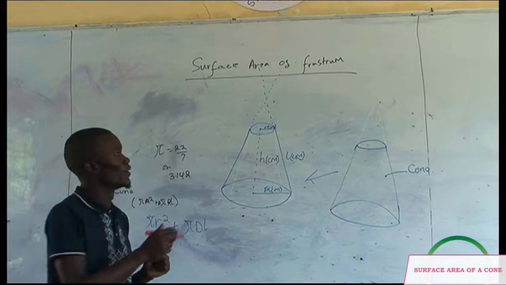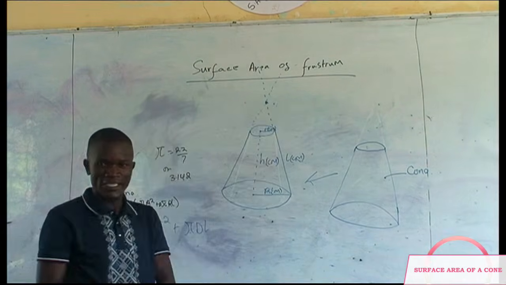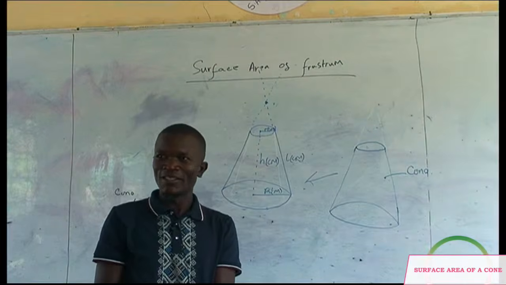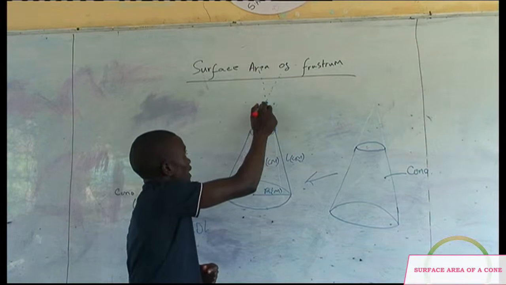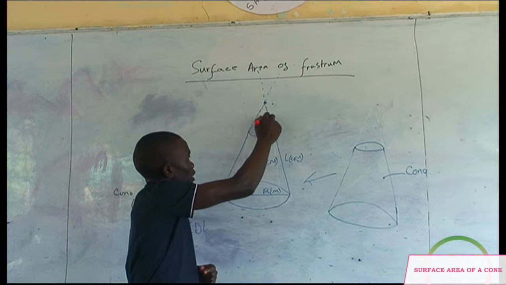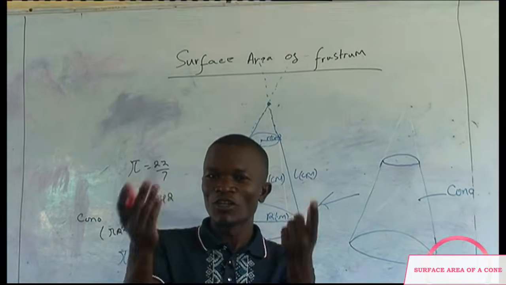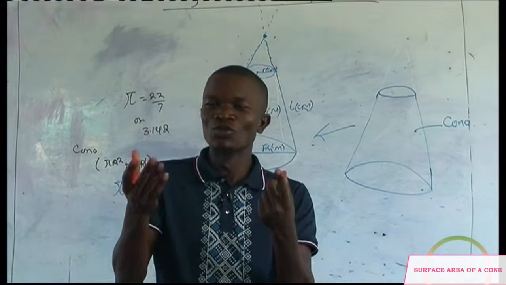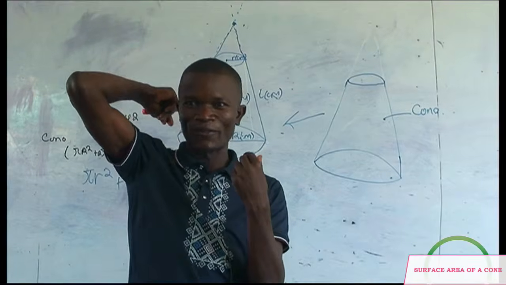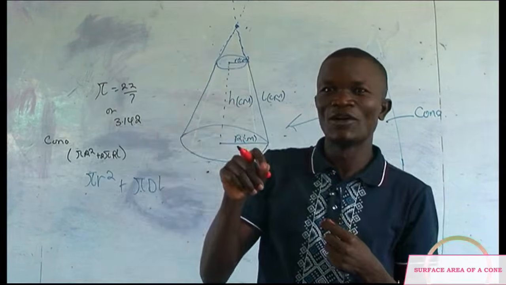Put a dot where they meet, and tell me what you are able to see. In a comment, tell me: are you able to see a cone, or are you able to see the same frustum? Learners, in a comment, tell me what you are able to see.